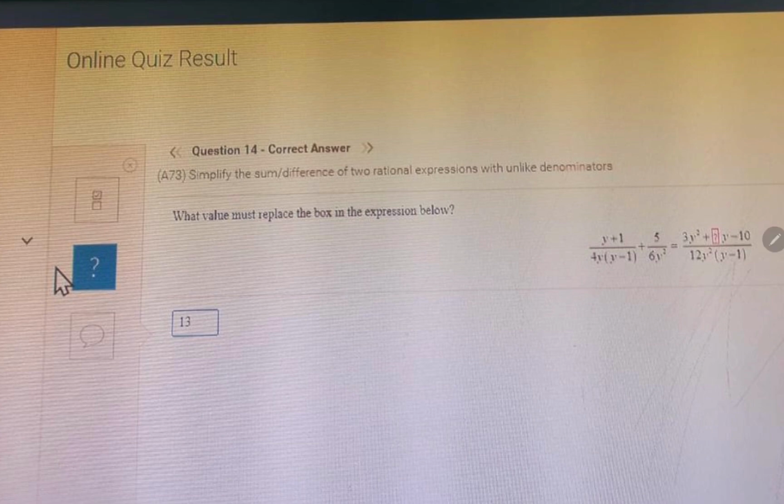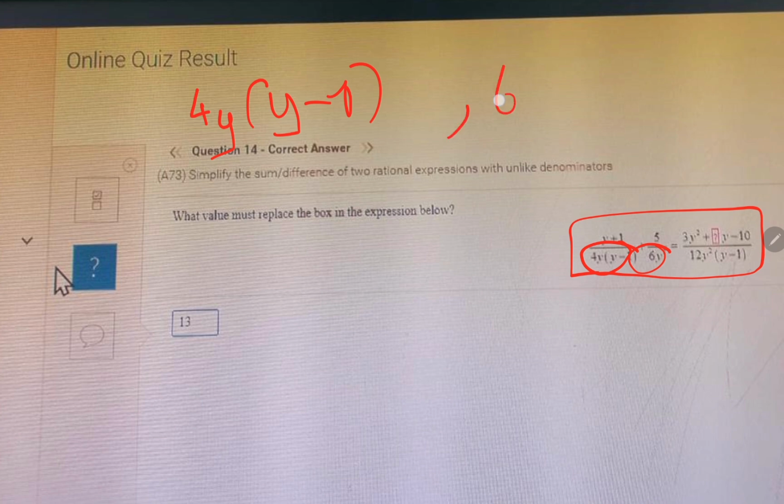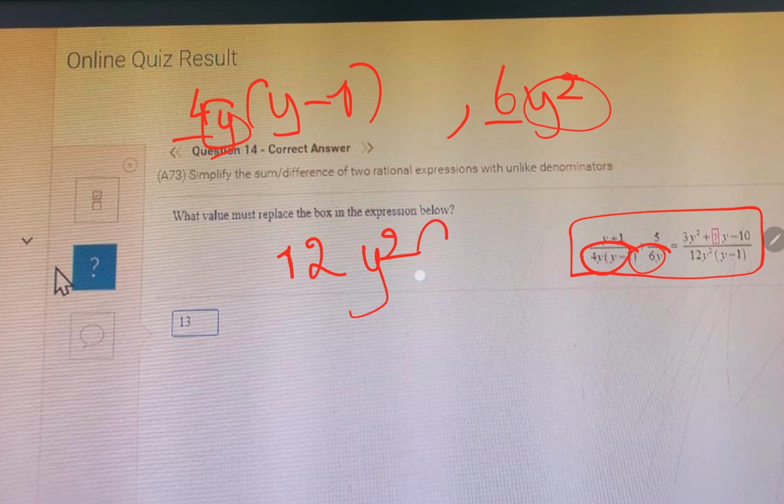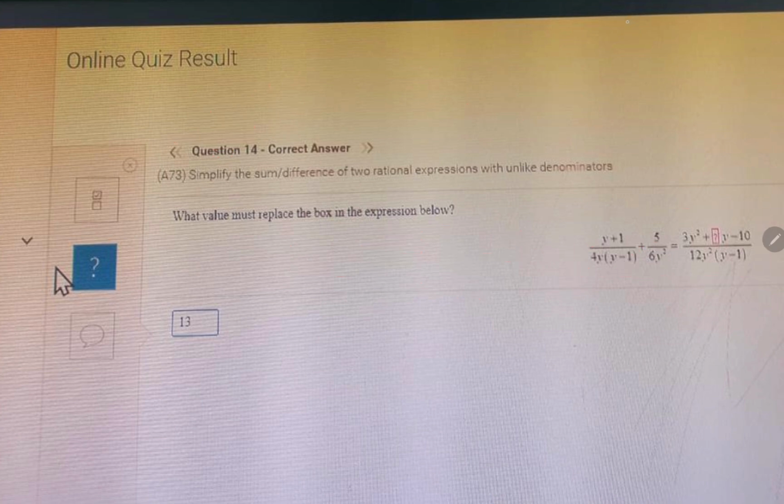Okay, so here we're gonna do question number 14. We have something like this. What I personally like to do is take the denominators out first. We have 4y, y minus 1, and 6y squared. Now let us find the least common denominator. Between 4 and 6, the LCM is 12. Now which is bigger, y or y squared? Definitely y squared. And which is more, to not have y minus 1 or to have y minus 1? To have. So this is our LCD, 12y squared times y minus 1.